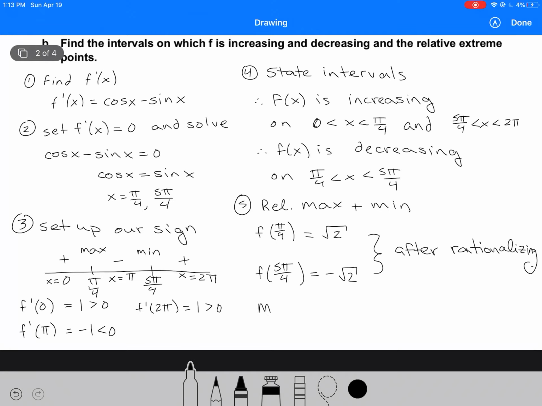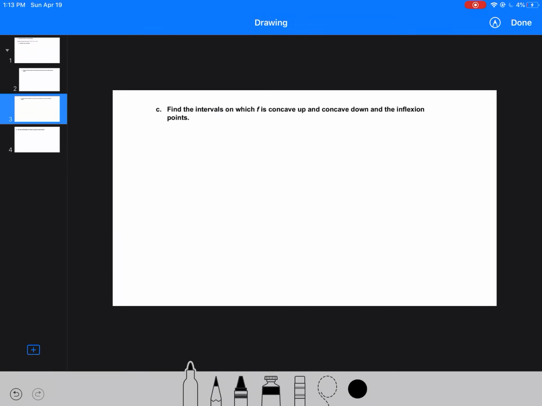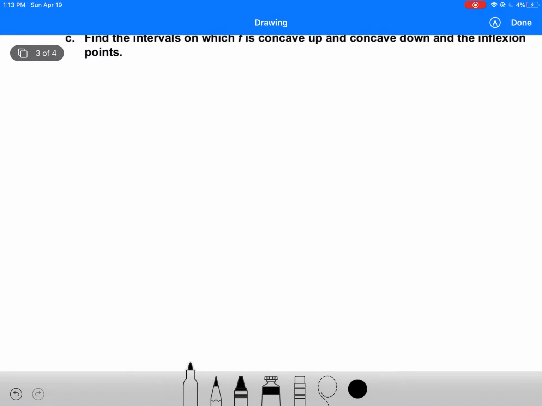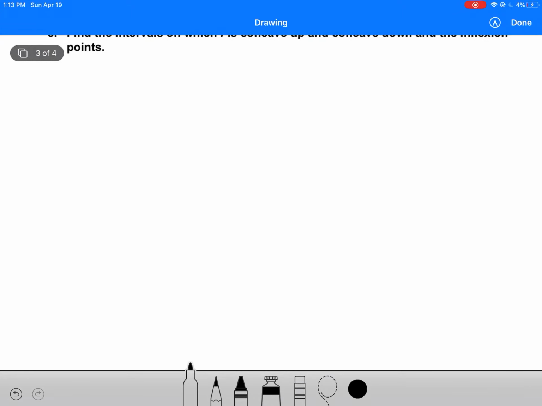So that means that we have our relative max at pi over 4 and root 2, and we have our relative min at 5 pi over 4 and minus root 2. Again, more information that will help us to sketch the function. The next thing that we're going to do is find the intervals of concavity. So when we're looking at concavity here, we need to take the second derivative.